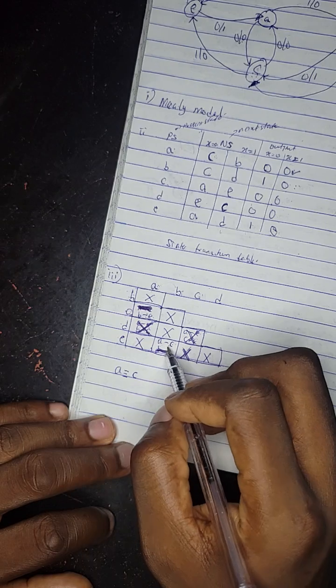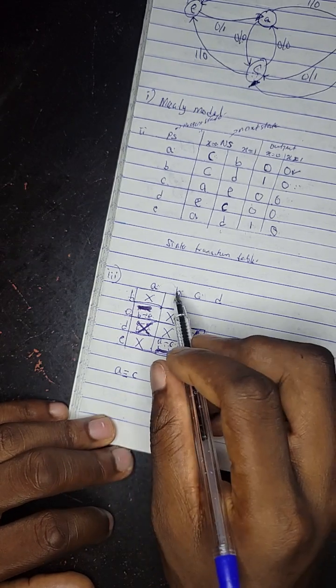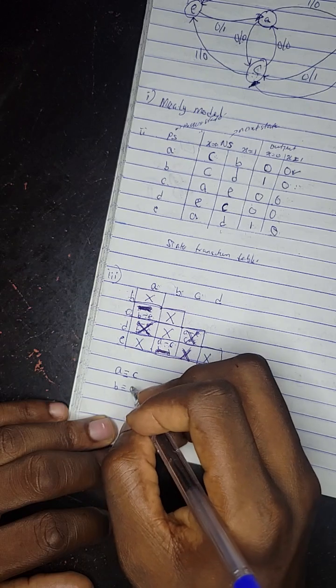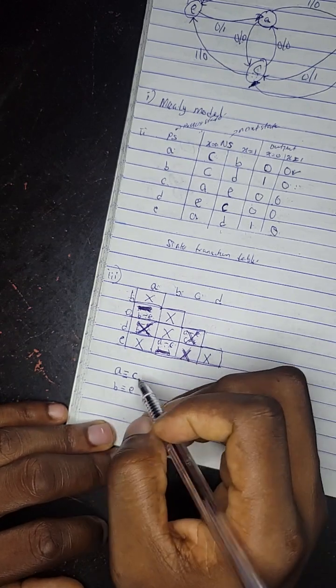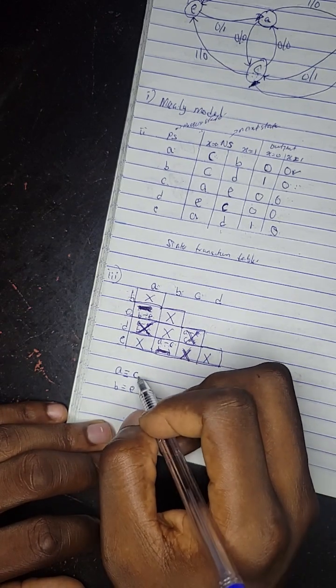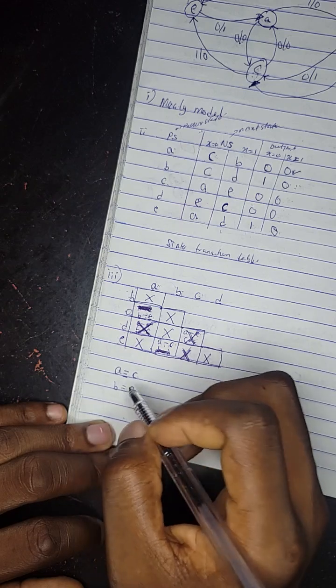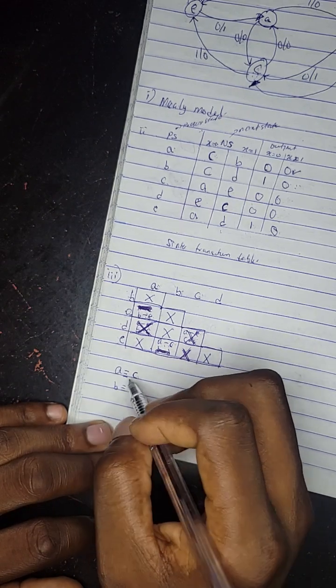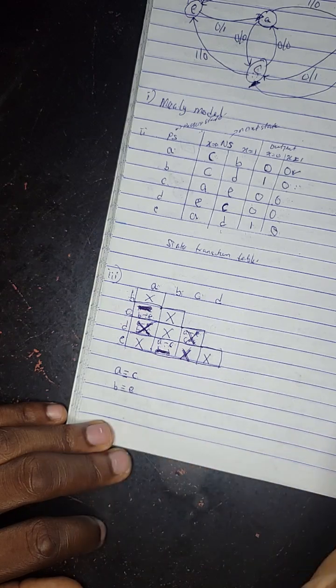Now the second box here contains AC and the coordinate is BE. So we can also say that B is equivalent to E. So that anytime we see A, we can replace it with C. Anytime we see B, we can replace it with E. Or anytime we see C, we can replace it with A. Anytime we see E, we can replace it with B.